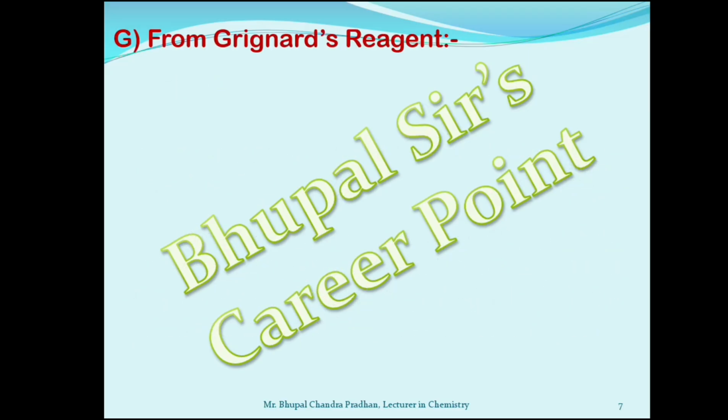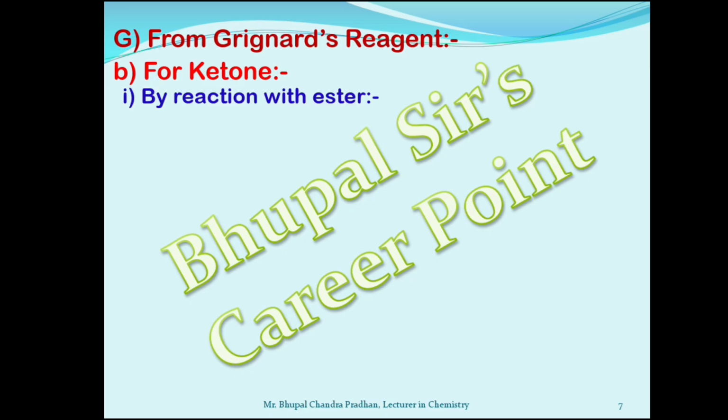Now let us come for the preparation of ketone from Grignard's reagent. We have read two ways of preparing aldehyde from Grignard's reagent: by using alkyl formate, and by using hydrogen cyanide. Now let us see how ketone is obtained from Grignard's reagent by reaction with ester.